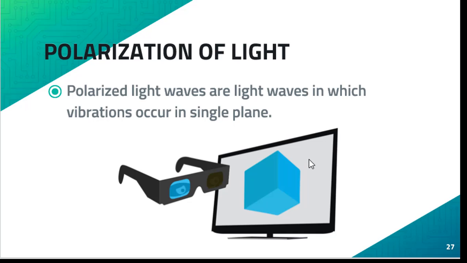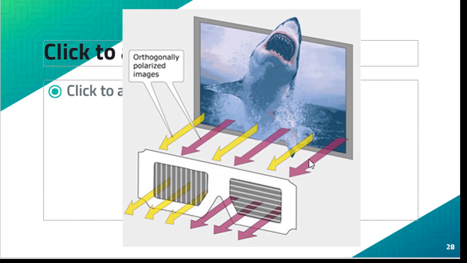Now, one application of polarization of light is this. Polarized light waves are light waves in which vibrations occur in a single plane. So we have here 3D movies. It works because of polarization of light. So when you watch, you have here two different polarizers or polarization filters. One is oriented vertically, then the other one is oriented horizontally, and then it will polarize the light waves. Now, since they have different orientations, it's actually creating depth. So it appears to be three dimensions. So that's about the different natures or the different properties of light.